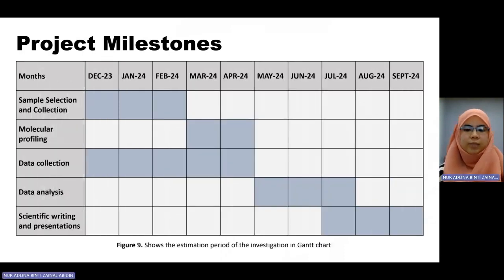As you can see, it is presented here, the estimation period of the investigation that will be carried out summarized into a Gantt chart within a 10-month time frame. You can see here sample selection and collection will take around 3 months, while molecular profiling for pyrosequencing will take around 2 months. Data collection will take around 5 months, and data analysis will take around 3 months in concordance with scientific writing and presentation.